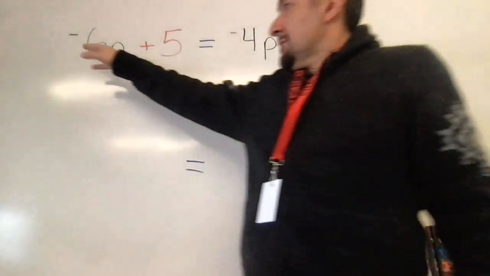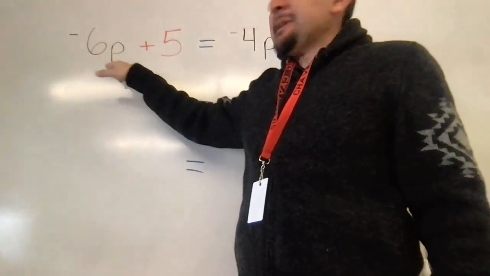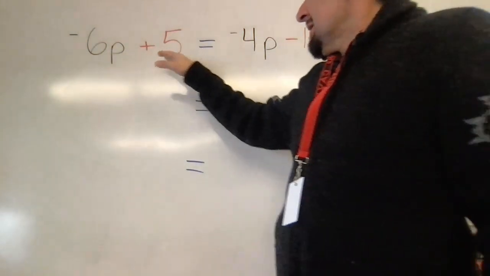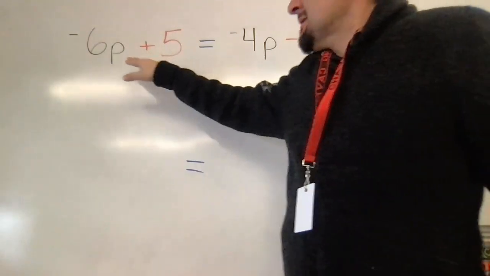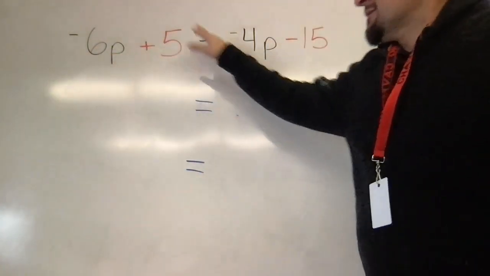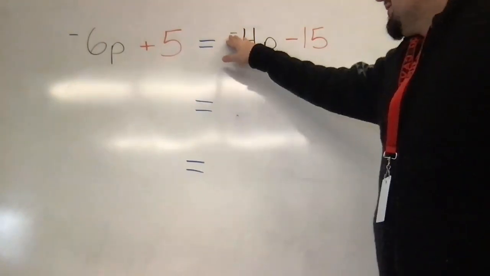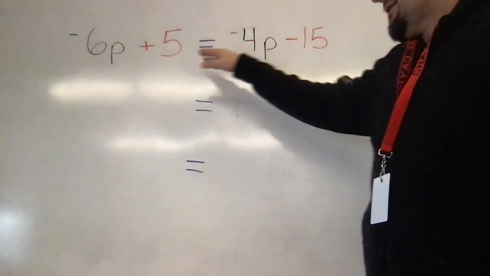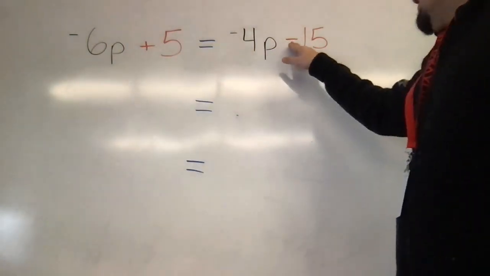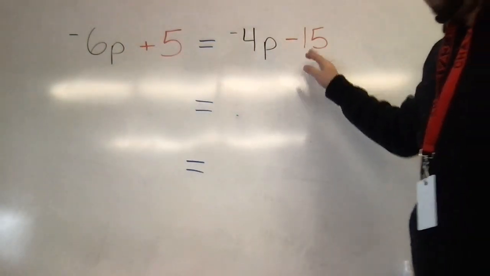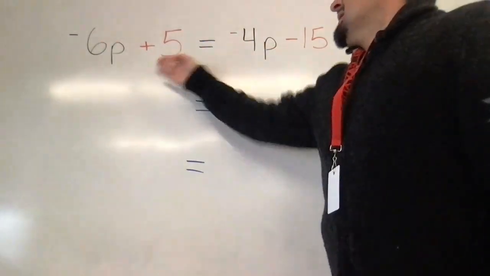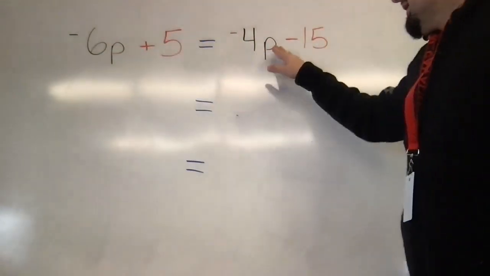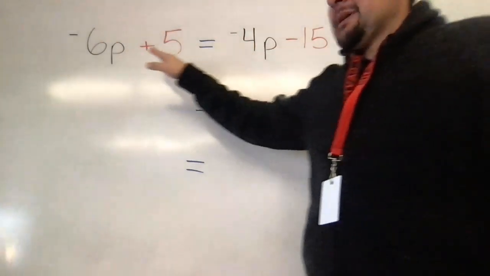So here somebody paid for 6 pizzas, but they had a $5 coupon, so they got $5 back as a bonus. And they paid the same amount altogether. They spent the same amount as somebody who paid for 4 pizzas, but these people did not have a coupon. They didn't make money back. They actually left a $15 tip. That was nice of them. And they spent the same amount of money, and we're just trying to figure out how much is P here? How much is the pizza?